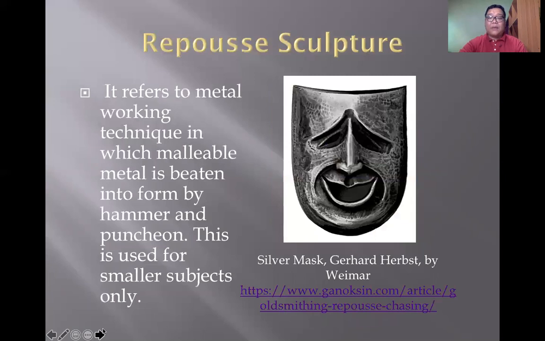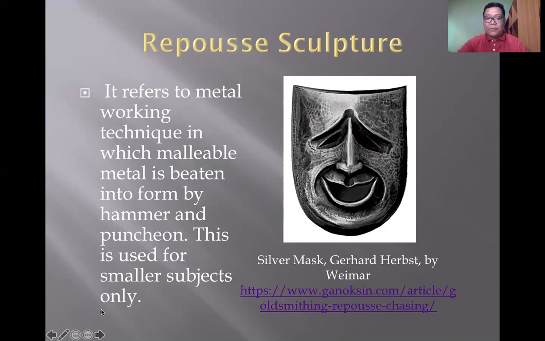And then we also have the repoussé sculpture. It refers to a metalworking technique in which malleable metal is beaten into form by hammer and puncheon, another tool that we use to make a metal more malleable. This is used for smaller subjects only. So when you say repoussé sculpture, it means you have a piece of metal and then you hammer it until you form it based on your intended image or figure of the sculpture.